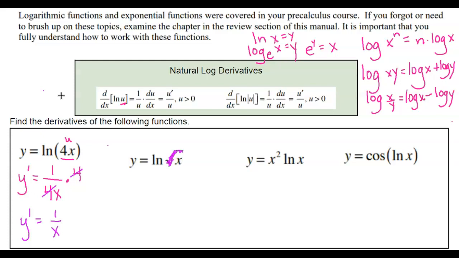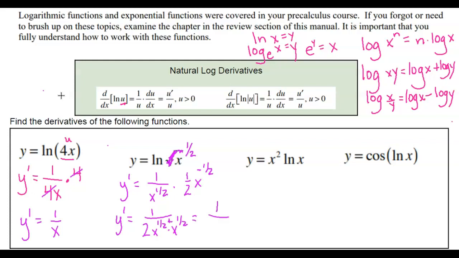Same thing with the square root. We want to change that to a power first. So our derivative is 1 over, and I am going to leave it as x to the 1/2, times the derivative of x to the 1/2, which is a power rule. So bring the power down, that stays the same, and subtract 1. So if you simplify, well, the 1 is going to stay. You'd have a 2, and then you'd have x to the 1/2, and then another x to the 1/2. Remember, a negative moves it down. And then with common bases, you add the exponents. We actually get 1 over 2x.